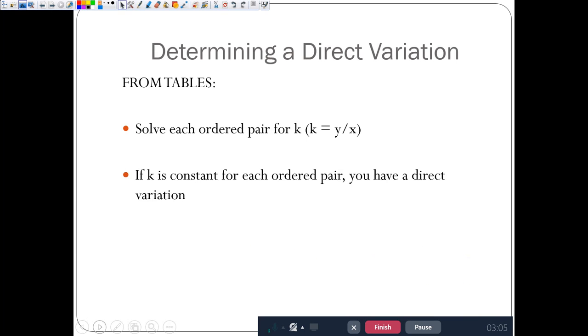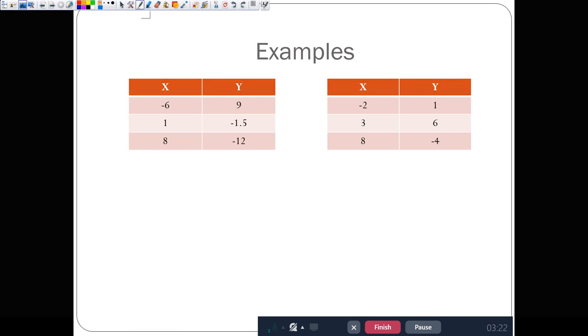Determining a direct variation from tables, you solve each ordered pair for k, so k is equal to y over x. If k is constant or the same for each ordered pair, you have a direct variation. Okay, so again, we're going to be solving for k, and k equals y over x for each ordered pair. My first ordered pair is -6, 9. So k equals 9 over -6, and if I reduce this, that would be -3 over 2.